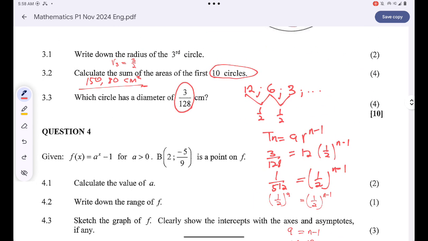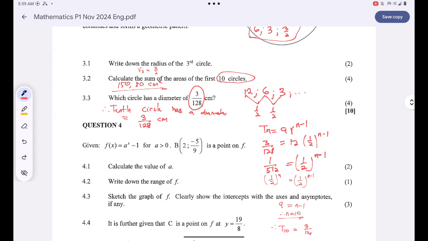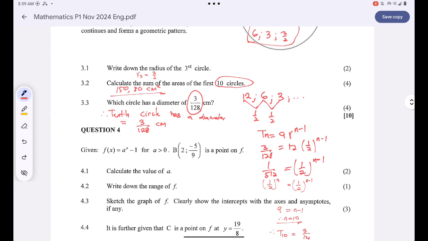Therefore, the 10th circle has a diameter which is equal to 3/128 centimeters. That's how, guys, we're supposed to tackle this question.